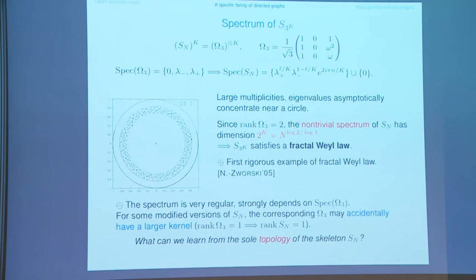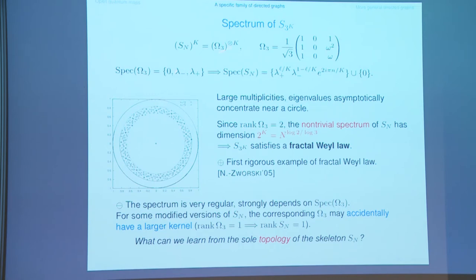Here I plot, for instance, for k equal to 10 and k equal to 15, the eigenvalues of this matrix. The big matrix S_n has a large kernel, actually a generalized kernel of dimension 3 to the k minus 2 to the k, and the non-trivial spectrum, of dimension exactly 2 to the k, is given by these eigenvalues here. So it's restricted to an annulus which is between lambda minus and lambda plus.